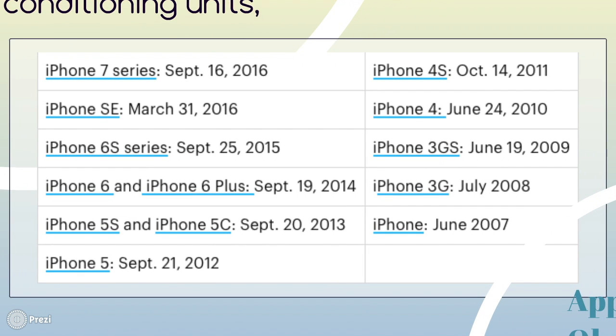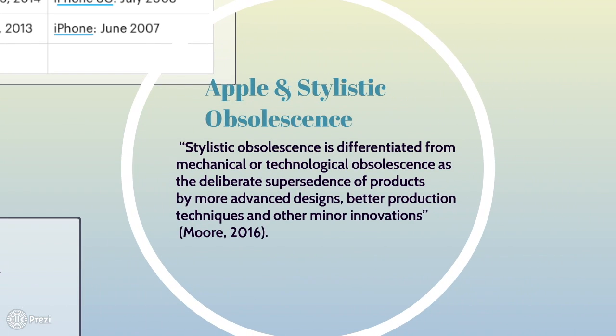Here's a screenshot of all the iPhone release dates. Planned obsolescence dictates that information communication technologies such as iPhones have a death date. Therefore, newer, improved, and faster models are marketed every few months. This causes information communication technologies to be regularly upgraded and discarded, creating more e-waste. This leads into another term called stylistic obsolescence, which is differentiated from mechanical or technological obsolescence as a deliberate supersedence of products by more advanced designs, better production techniques, and other minor innovations.